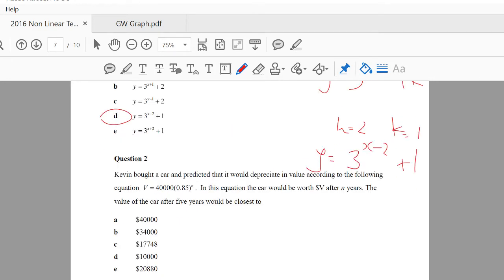Kevin buys a car and predicts that it would depreciate in value according to the following equation. In this equation, the car would be worth V dollars after N years. The value of the car after 5 years is closer to, all we've got to do for this one is literally substitute 5 in for N and use the calculator.